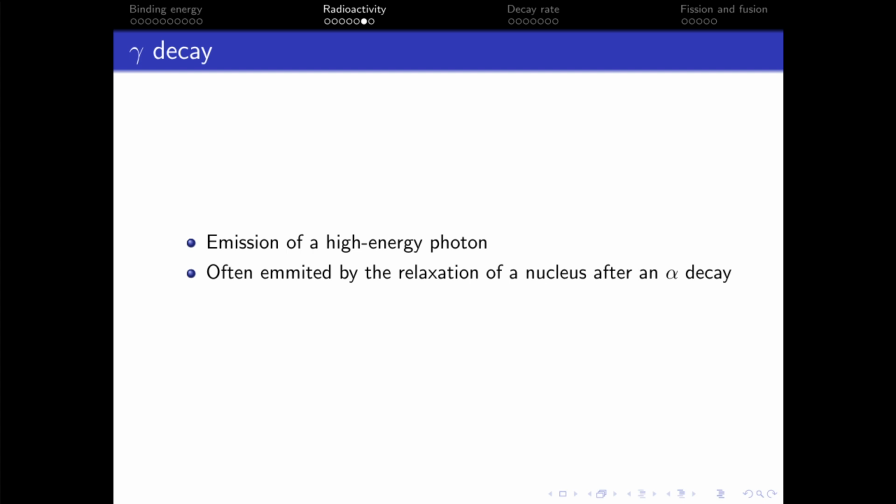Otherwise, we'll try our hands at finding the energy either needed or released in a given decay. And afterwards, we'll take a quick look at fission and fusion. What are they? In what situations do they occur?